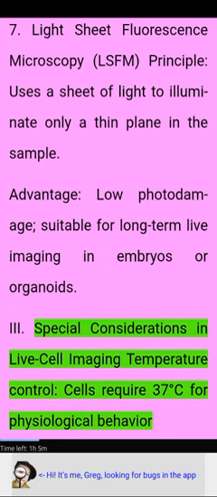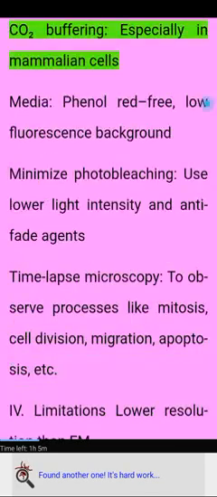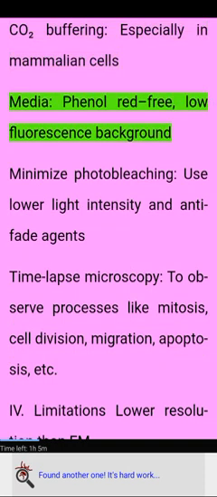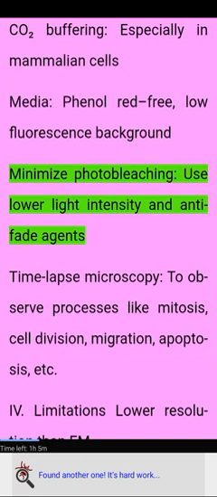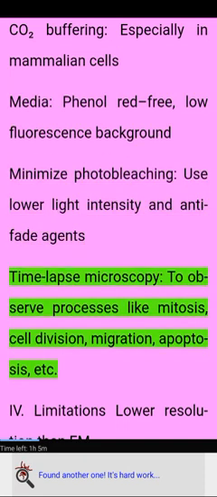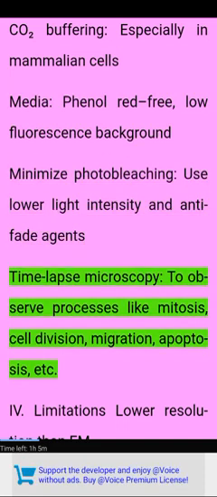3. Special considerations in live cell imaging. Temperature control: cells require 37 degrees Celsius for physiological behavior. CO2 buffering, especially in mammalian cells. Media: phenol red-free, low fluorescence background. Minimize photobleaching: use lower light intensity and anti-fade agents. Time-lapse microscopy, to observe processes like mitosis, cell division, migration, apoptosis, etc.